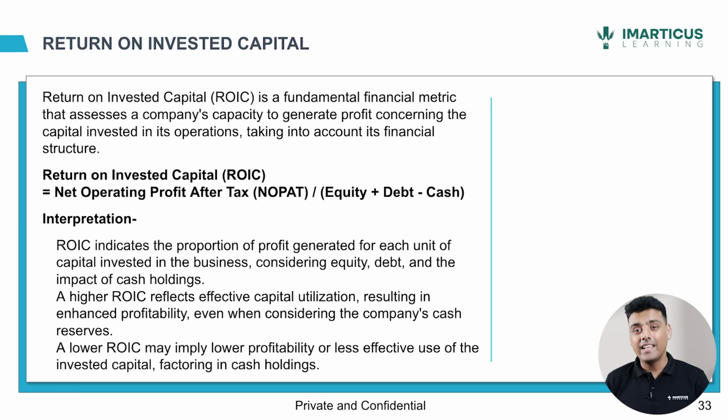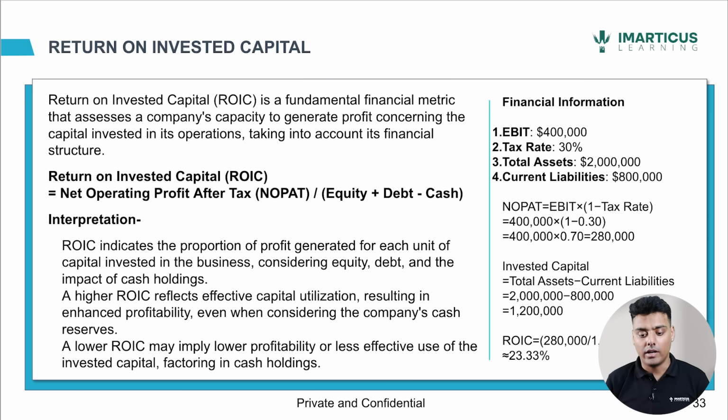Here, unlike my total capital employed, I just look at the invested capital. This ratio is calculated using the formula net operating profit after tax or NOPAT divided by equity plus debt minus cash. Why am I deducting cash? Because cash is cash and it has not been invested in any assets of the business. So let's look at an illustration.